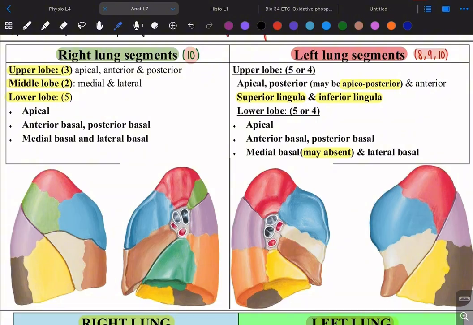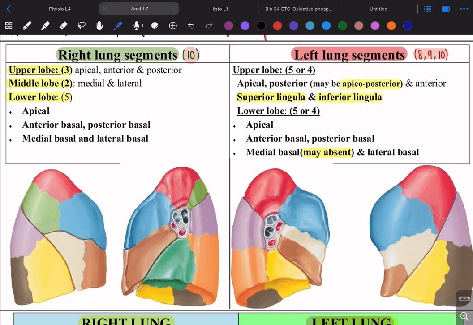So for the left lung, we have 2 lobes only. So we have the upper lobe and the lower lobe. Okay, so for the upper lobe, the first segment is known as the apical or apico-posterior segment. It's either 2 segments, the apical segment and the posterior segment, or they're one apico-posterior segment. They're merged together. We consider them one segment.